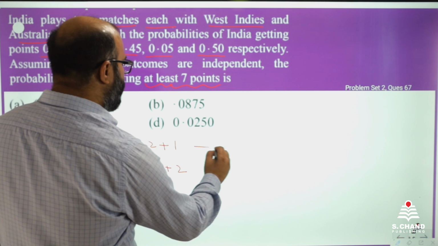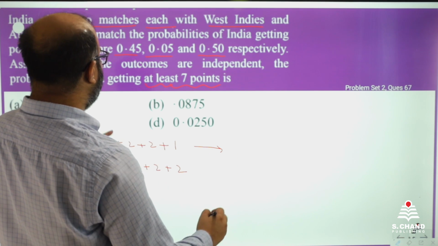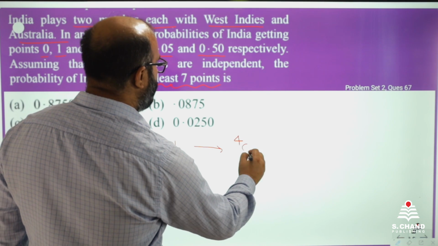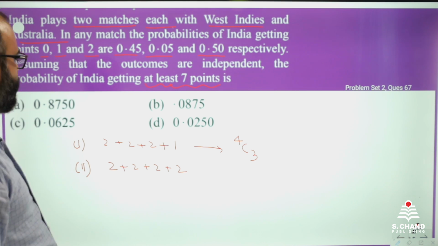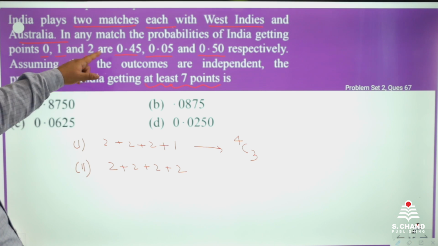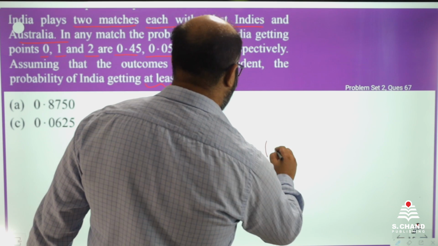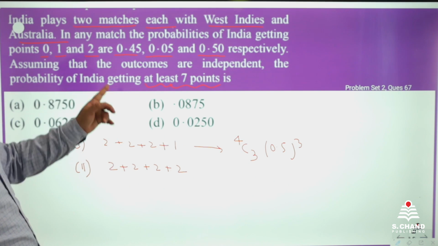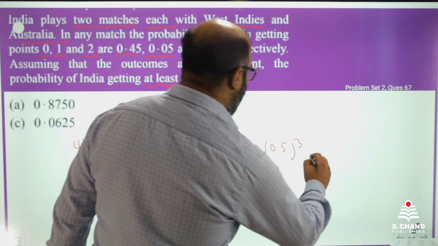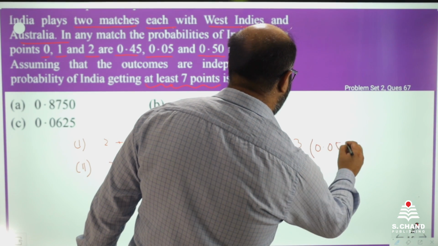So for the first case, the number of ways is first to choose, 4C3 ways, any 3 matches where India is getting 2 points. So if India is getting 2 points in 3 matches, what is its probability? 0.5, so 0.5 to the power 3. And of getting 1 point, the probability is 0.05. So 0.05 to the power 1.